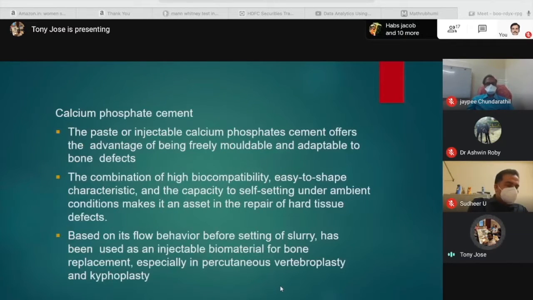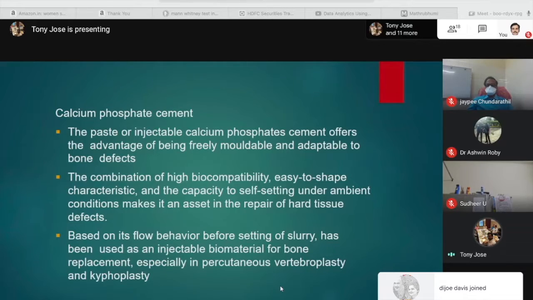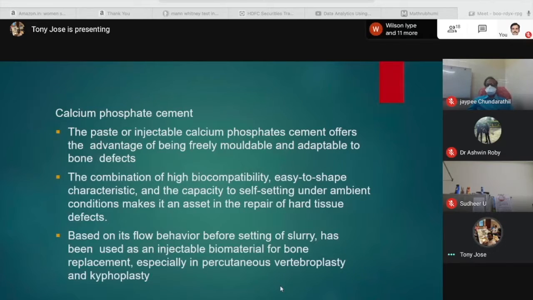Next is calcium phosphate cement. The paste or injectable calcium phosphate cement offers the advantage of being freely moldable and adaptable to bone defects. The combination of high biocompatibility, easy shaping characteristics, and the capacity to self-set under ambient conditions makes it an asset in the repair of hard tissue defects. Based on its flow behavior before setting as a slurry, it has been used as an injectable biomaterial for bone replacement, especially in percutaneous vertebroplasty and kyphoplasty.